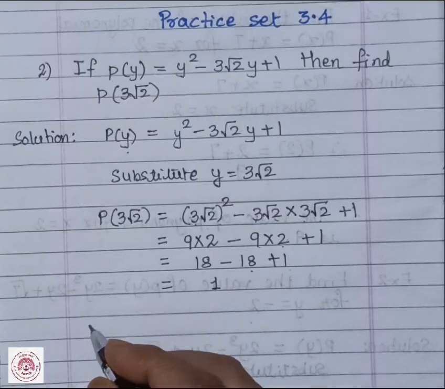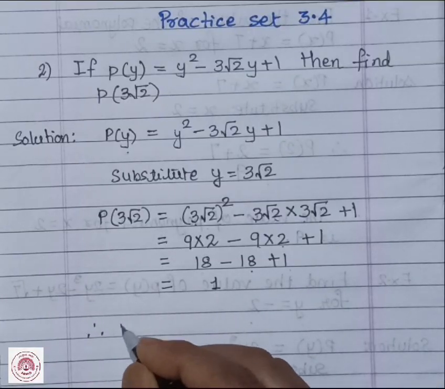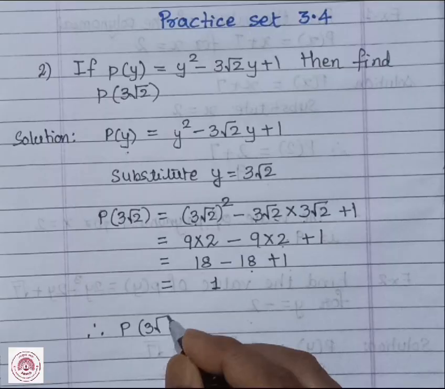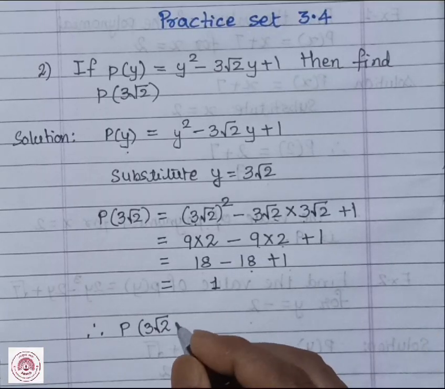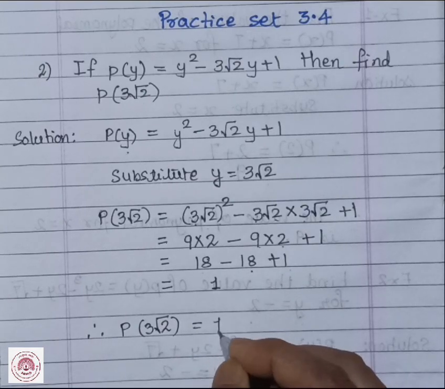So therefore P of 3 root 2 is equal to 1.